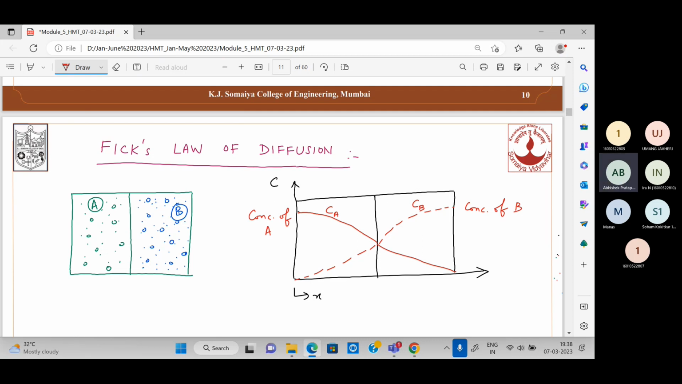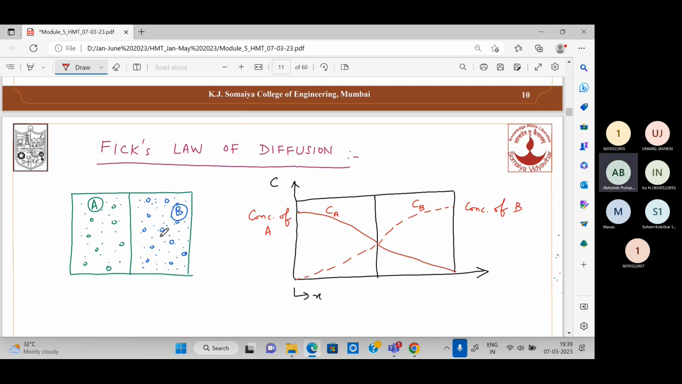Okay, now let's see. I've already told you Fick's law of diffusion is very important for this module. As far as mass transfer is concerned, it is the most important law. What is this Fick's law? Fick's law relates the mass flux to the concentration gradient of a species in a mixture. We have considered a system with two components, A and B.